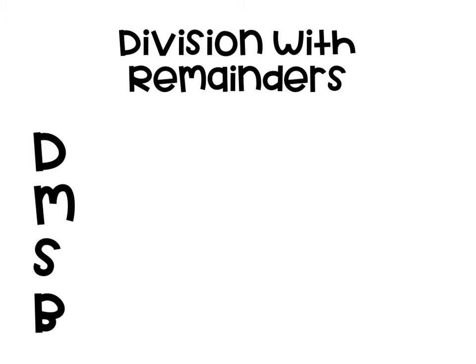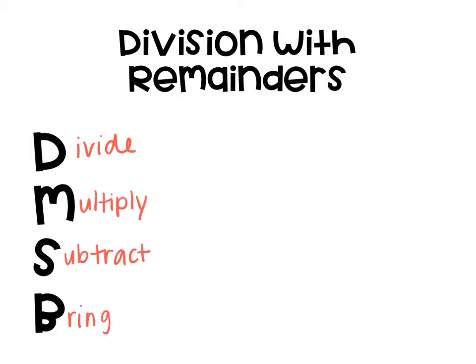We've already talked about division without remainders, but let's review our DMSB, does McDonald's serve burgers, or our steps for long division. First we divide, then multiply, then subtract, then bring down, and then we repeat that process for every number in the dividend.